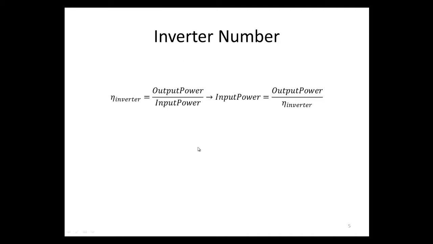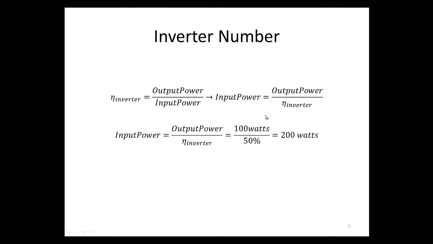So if we remember, the general efficiency equation is that the efficiency equals the output power over the input power. Since we know from the previous slides the output power of the inverter and the efficiency of the inverter, we solve for the unknown, which is input power. So input power equals output power divided by the efficiency of the inverter. Then we plug in what we knew from the first slide and solve for input power. The output power again was 100 watts and the efficiency was 50%, so we get an input of 200 watts.